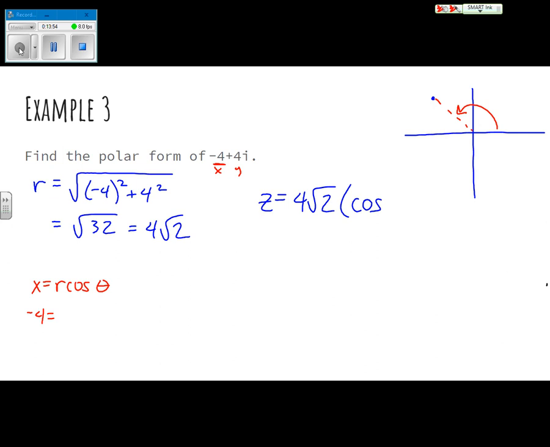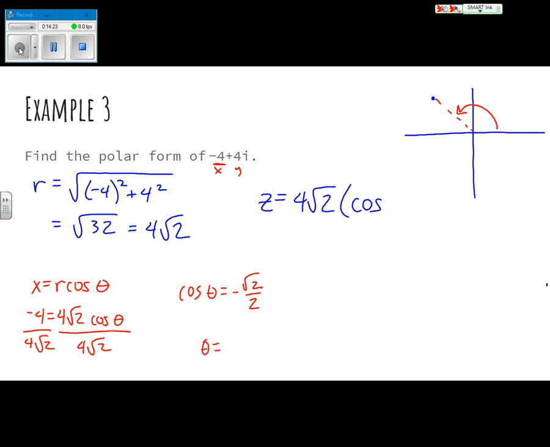R, well, that's what I just found. 4 square roots of 2 cosine theta. And so if I divide both sides by 4 square roots of 2, let's see, the 4's cancel. I'm left with cosine theta equals, that'd be what, negative 1 over square root of 2? Rationalized, negative square root of 2 over 2.